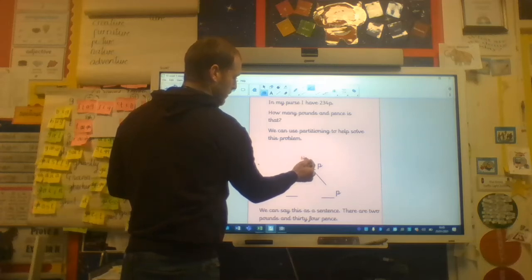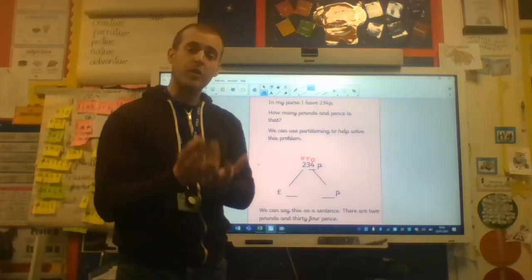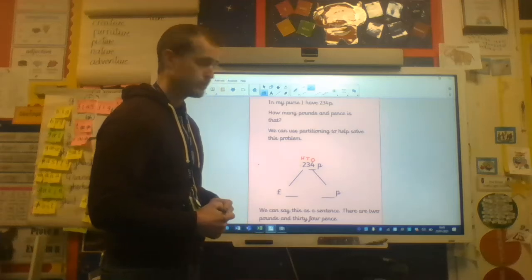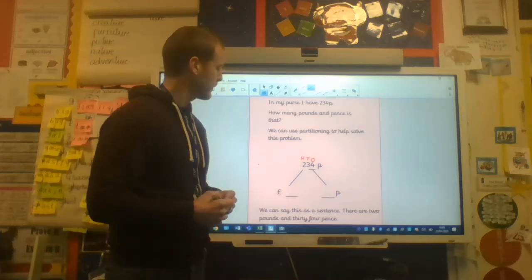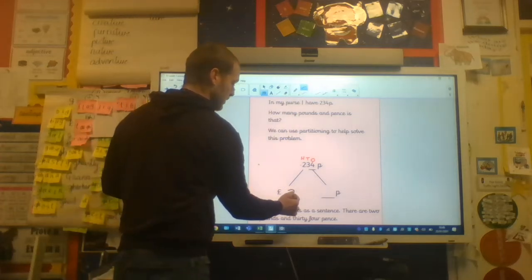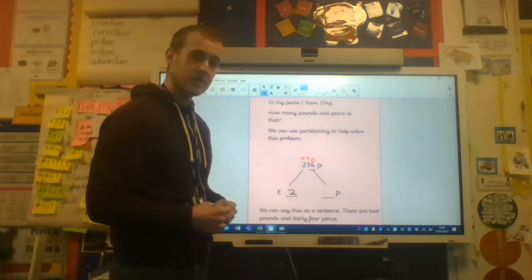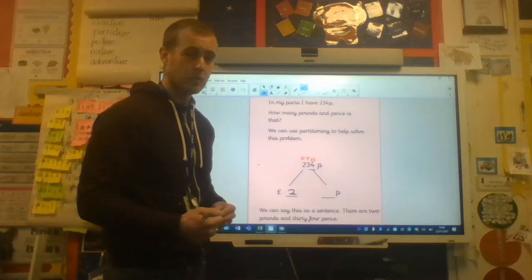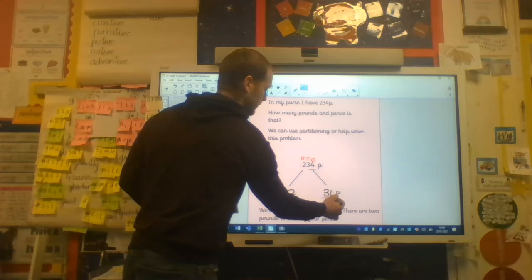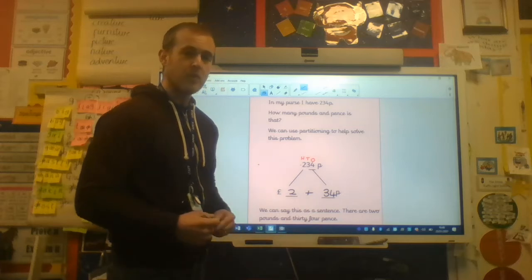Here's my hundreds column, here's my tens, and here are my ones. Because we know that 100 pennies equals £1, we're just going to look at our hundreds column. I've got 2 in that column. I know that I'm working with 200, so that equals £2. And then my tens and ones of this number tells me how many pence I'm working with. 34. In my purse I have £2 and 34 pence.